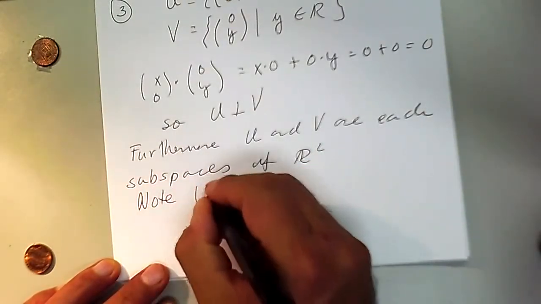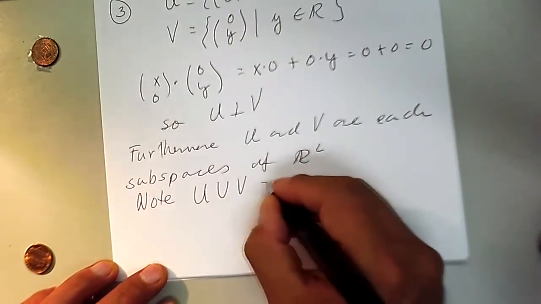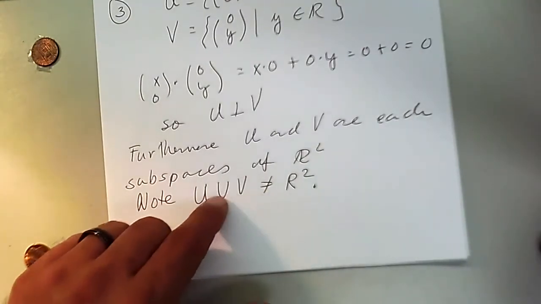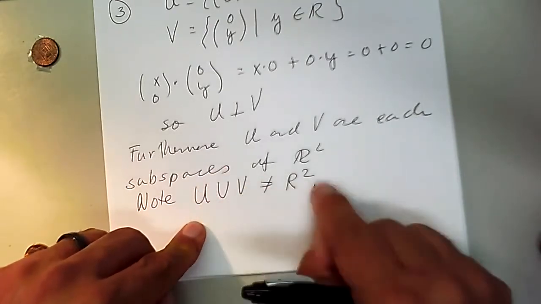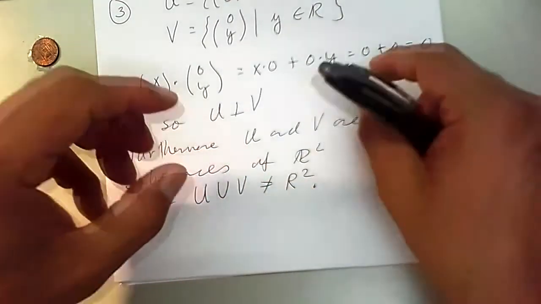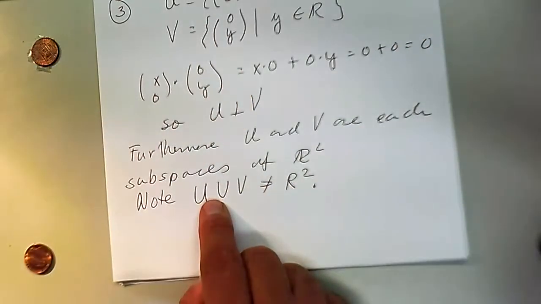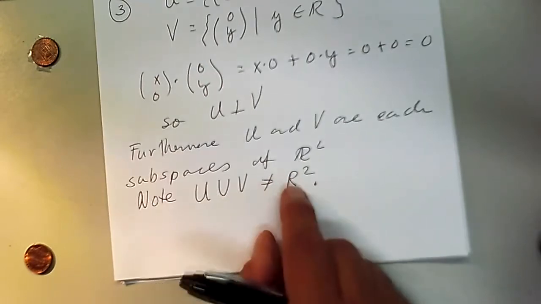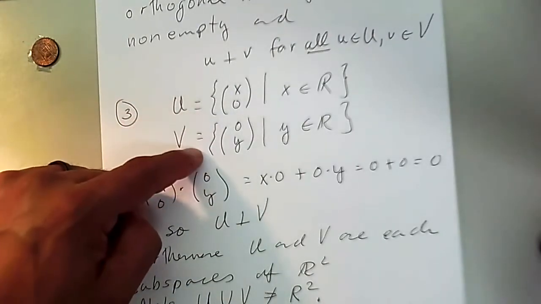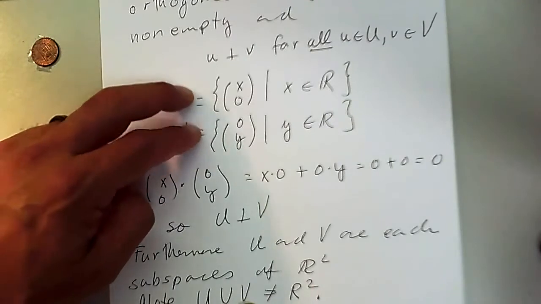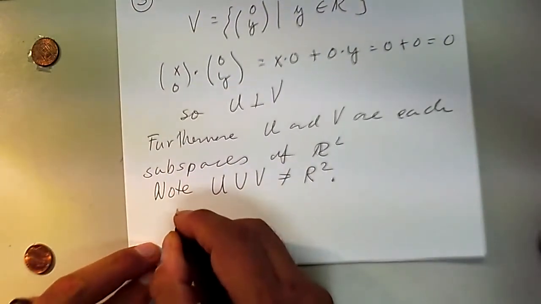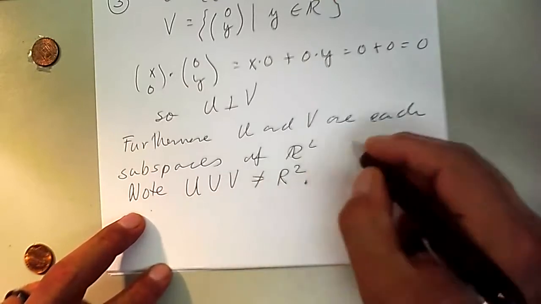Note, U union V is not R squared. Why not? Whenever we say that a set is not equal to another, especially when one is contained in the other, to show that they're not equal we have to expose one element that is in this set which does not belong to that set. For instance, (1, 1) is not in the union. The union means all the elements that are here or here, or in both, such as (0, 0), which is in both. But (1, 1) is not. So this is not all of R squared.